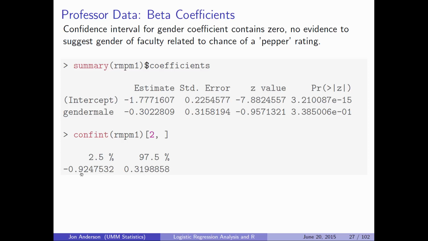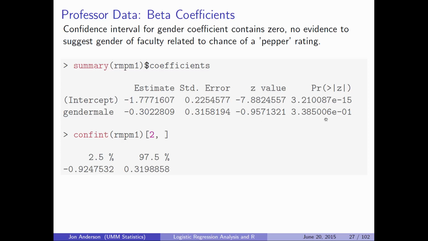Here's the confidence interval. Notice it contains a value of 0, so you'd not be able to conclude that the risk or chance of a pepper rating is different for male or female faculty. Notice that the z statistic over here is given. This would be the beta 1 hat value minus 0 divided by this standard error, and we get something that's almost about -1.